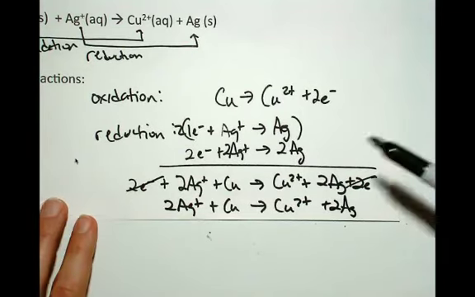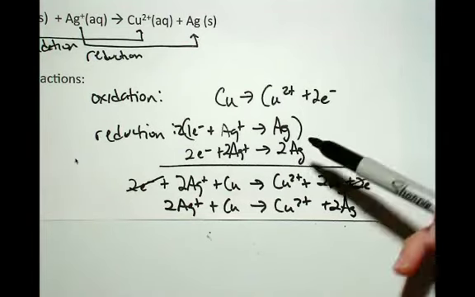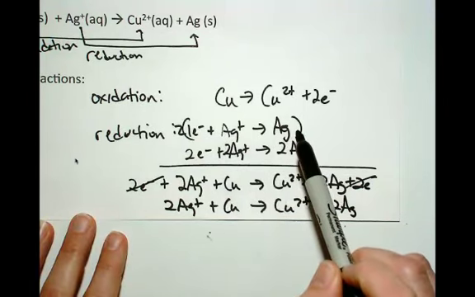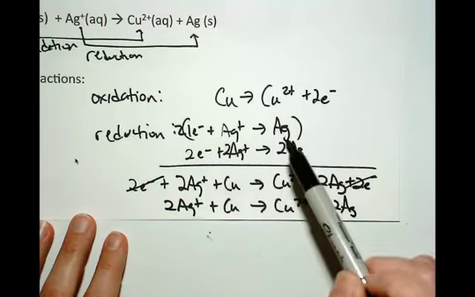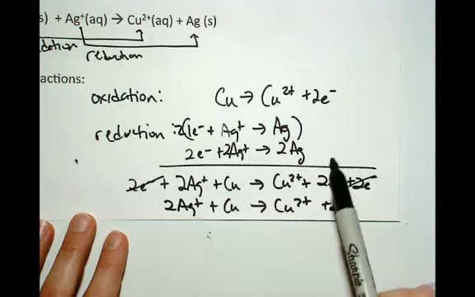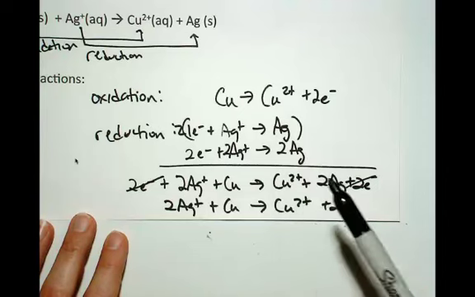Recognizing that we write them as half reactions, we look at individual half reactions to make sure the charge and the mass are balanced across the half. Then before we add them together, we make sure that the electron transfer is going to be balanced. And in this case, we had to add one more step to multiply the reduction by 2.